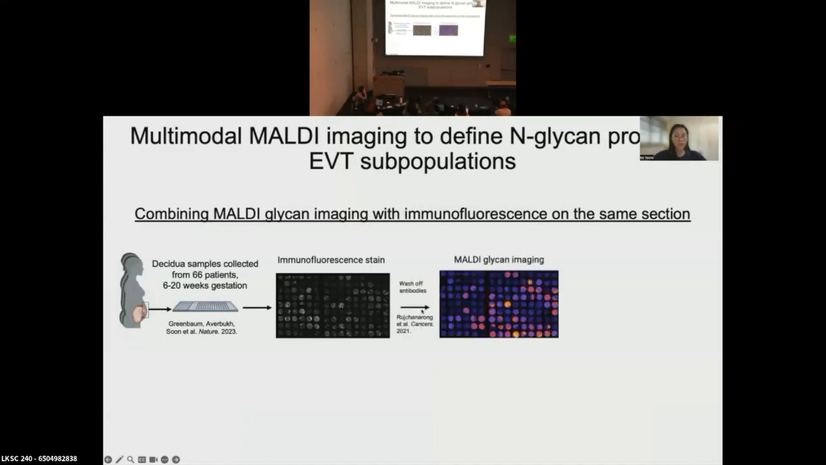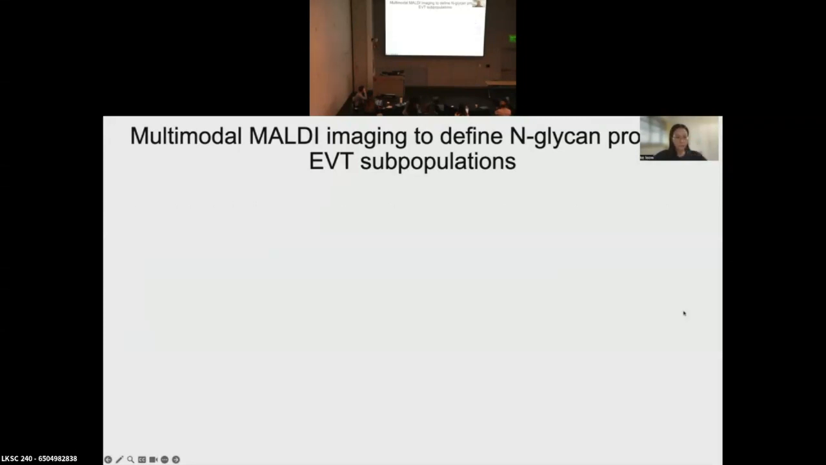Then we washed off the antibodies following steps that were recommended in a recent paper by Dr. Angelo's group, and directly applied the glycan imaging workflow on the same slide, then washing off the matrix for an H&E stain after MALDI. So this gives us images from immunofluorescence, H&E, and MALDI.